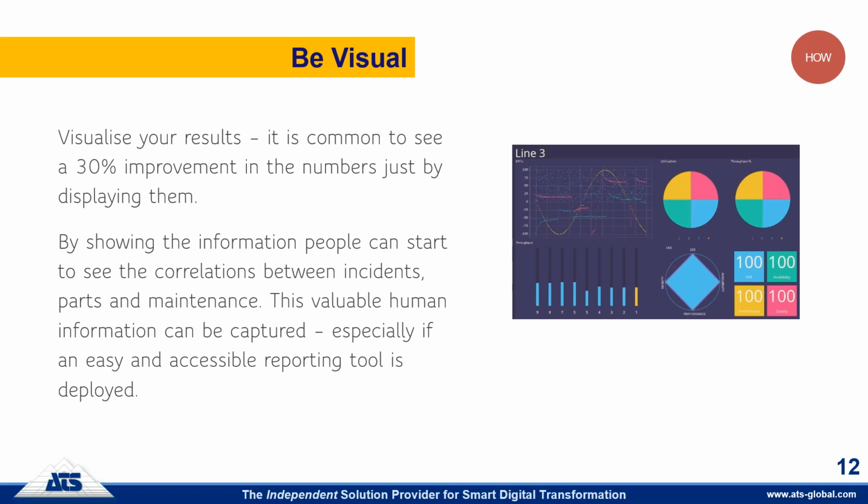By showing this information, making it visible, not just on the shop floor but all throughout your facilities, people can start to see correlations between incidents, between parts, maintenance. A lot of the time, this is valuable human information that can be captured, especially if you put an easy and accessible reporting tool in there. By creating virtual dashboards and reports, you're able to visualize how your facility is performing and also to respond to any breakdowns or shop floor issues. So the more visualization you put in, the more you can see, the more you can understand what's going on, and the more you can act on it.